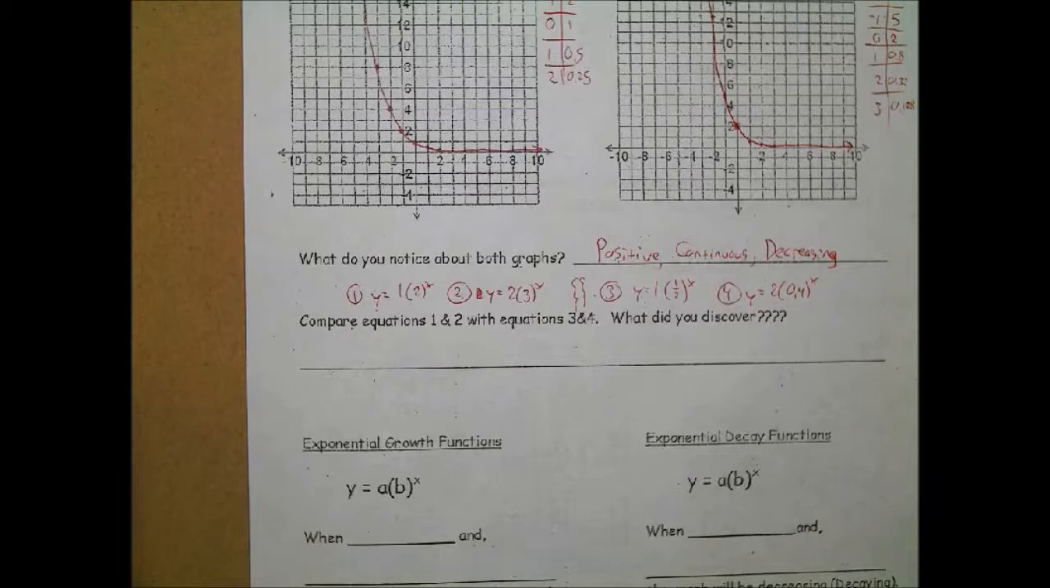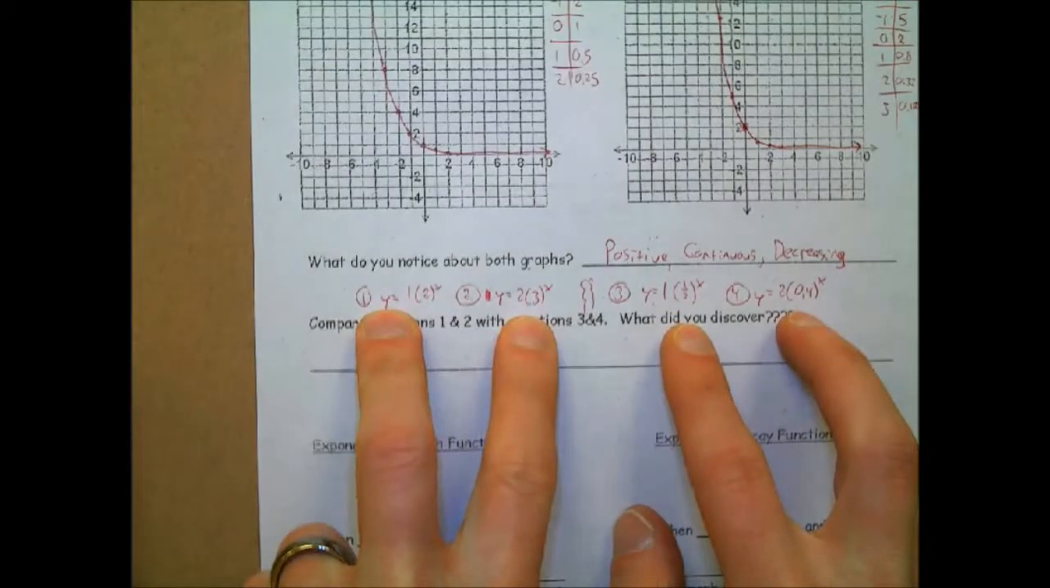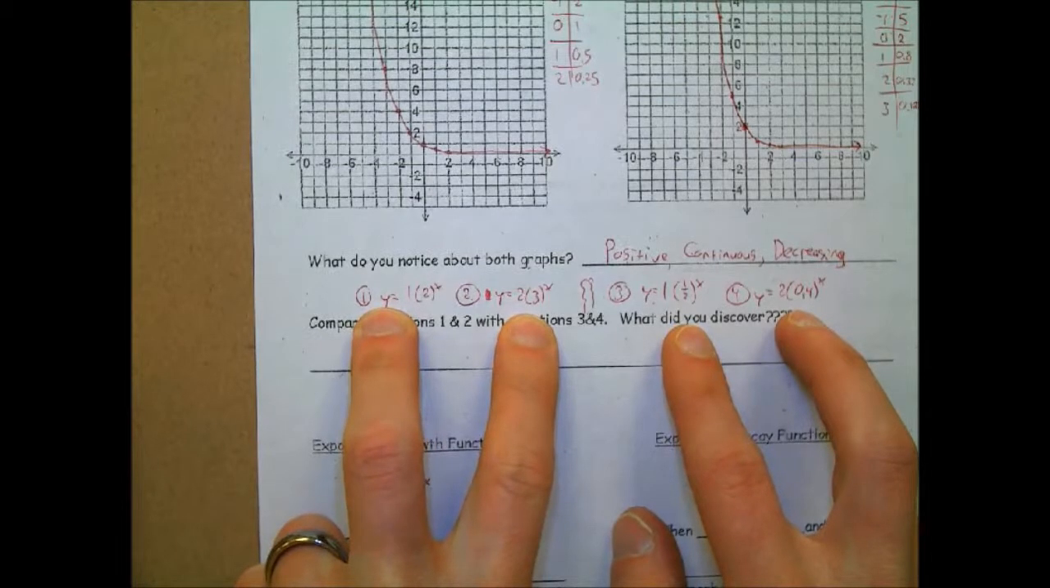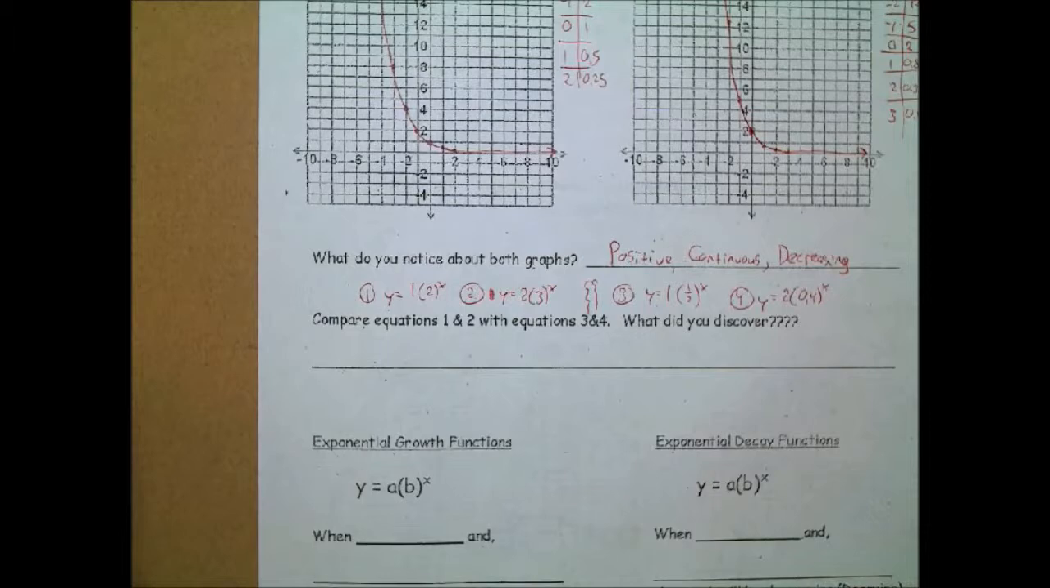Compare 1 and 2 with 3 and 4. 1 and 2, our exponential functions, were increasing. 3 and 4, our exponential functions, were decreasing. What do you see about 1 and 2 that makes them increase versus 3 and 4 that makes them decrease? The b values for 1 and 2 are more than 1. Right, very good correction there.